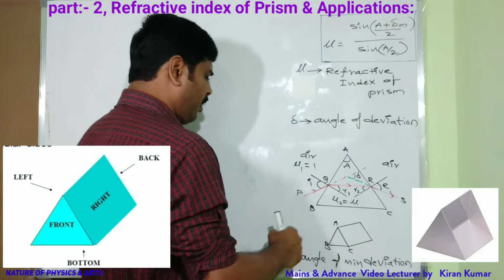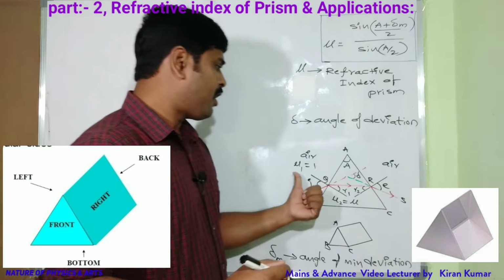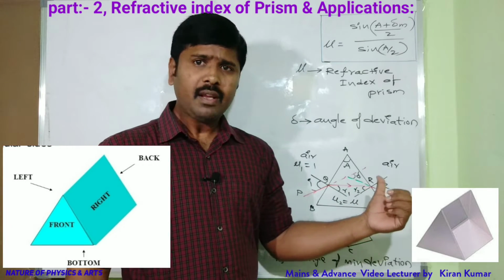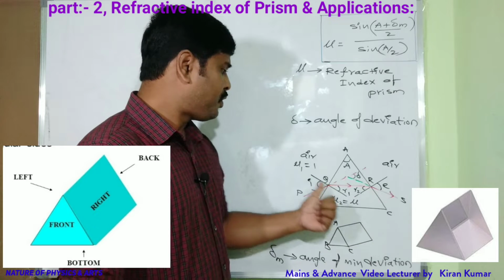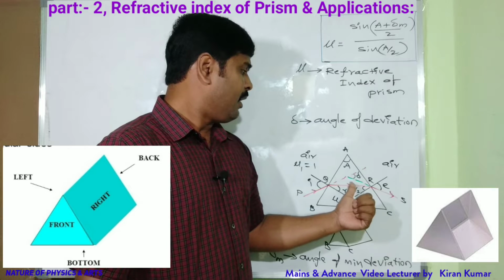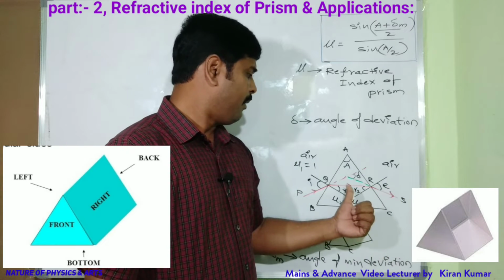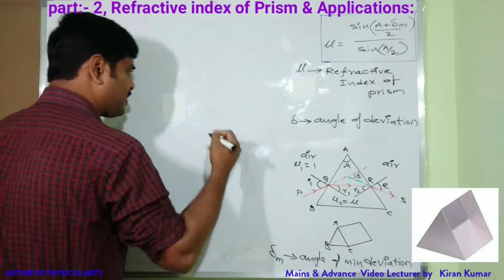Now here we will discuss Snell's law when light is traveling from the rarer medium to the denser medium, that is from the air to the prism, and second, when it is moving from the denser medium to the rarer medium, that is, we can consider as prism to the air. Okay, step by step we will discuss now.